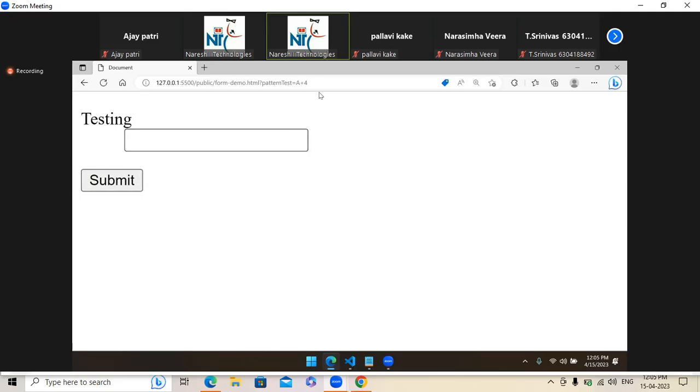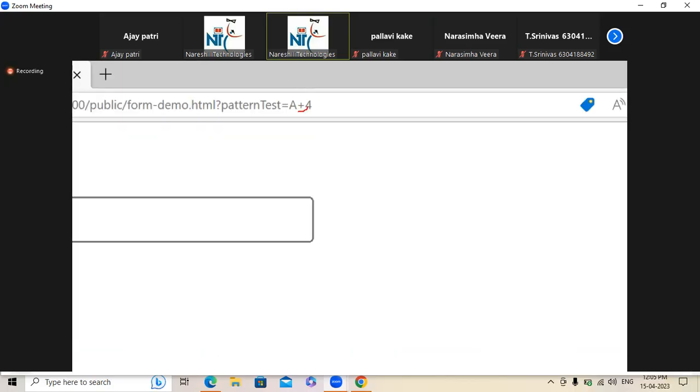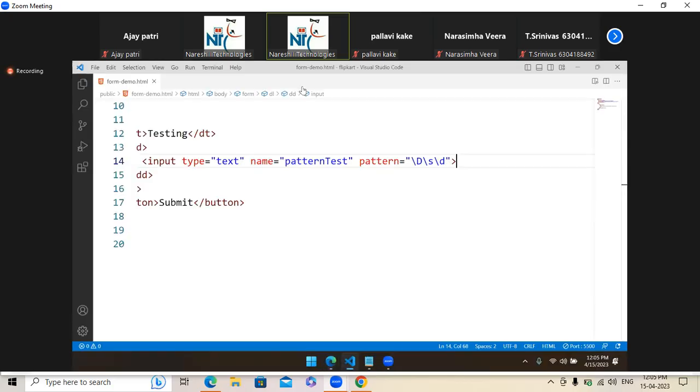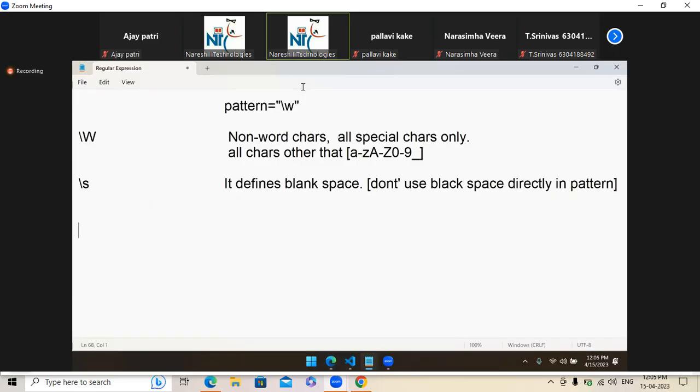And you know that in a URL, space cannot be submitted, so it will transform space into plus. That doesn't matter for us, right? So initially that is a space. If you want some space between characters or words, anywhere, don't use a space directly. We have to use \s. So here we need to define like this: pattern equals \D\s\d. Like this I am typing.